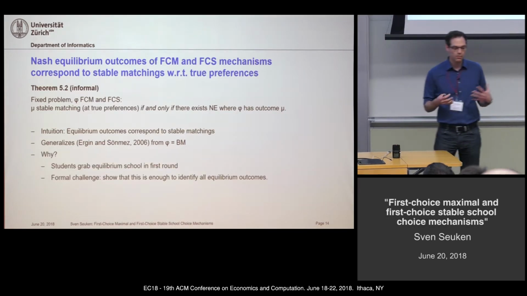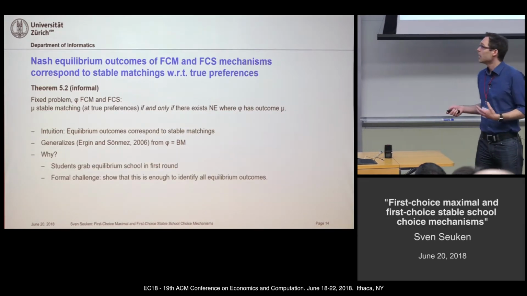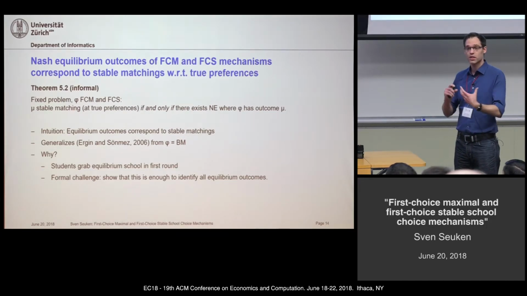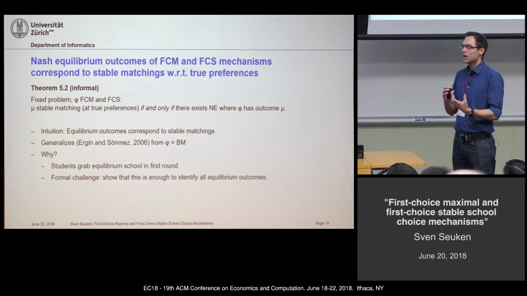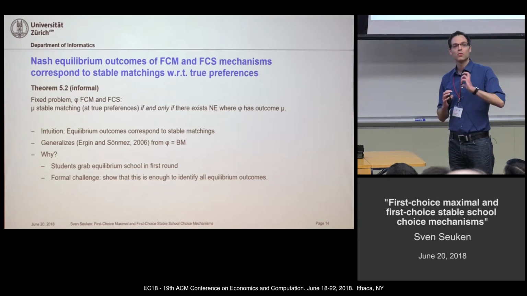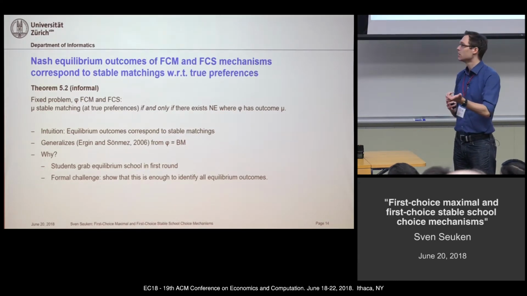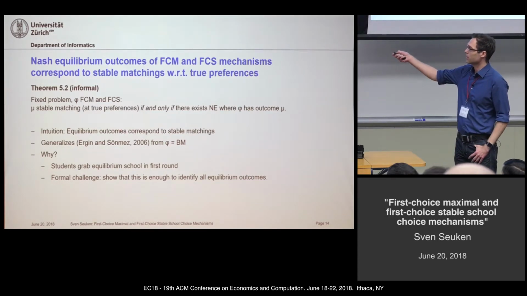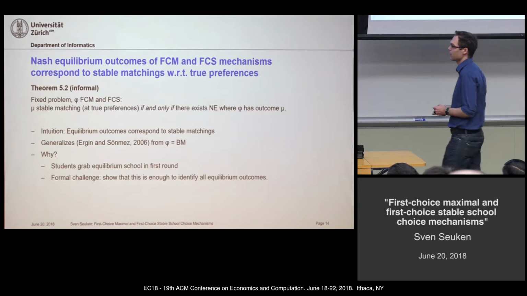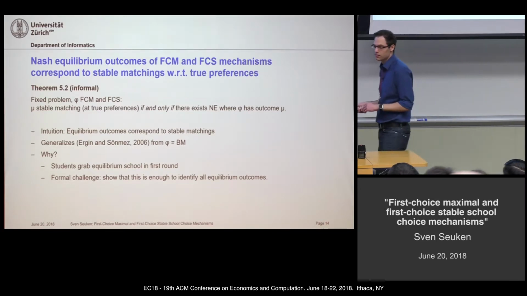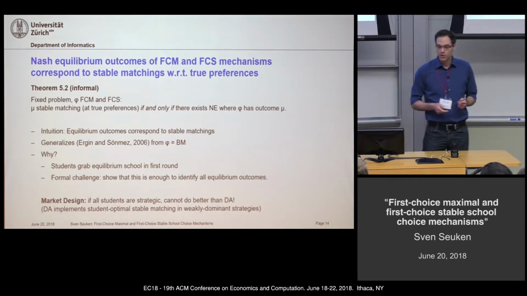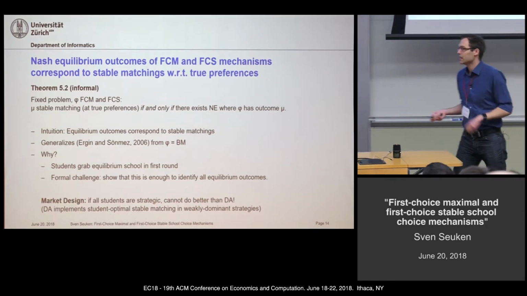And so to give you a little more intuition for this result, essentially when all the students are strategic, the strategic students in equilibrium can grab their equilibrium school in the first round of the mechanism. And so then the equilibrium outcomes will thus correspond to the stable matchings. The formal challenge in the theorem is to show that this is actually enough to identify all the equilibrium outcomes.